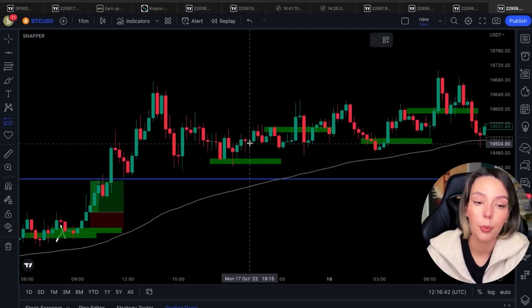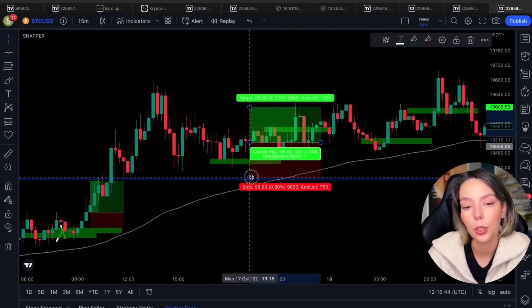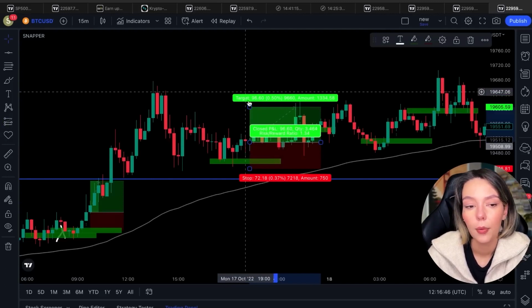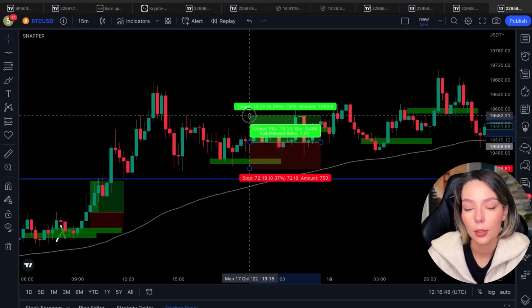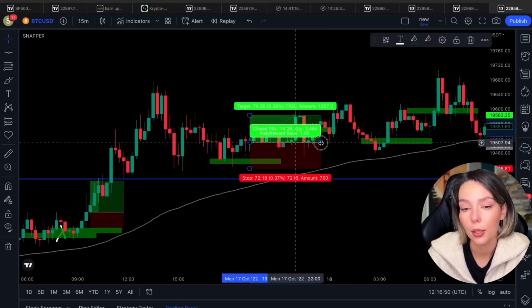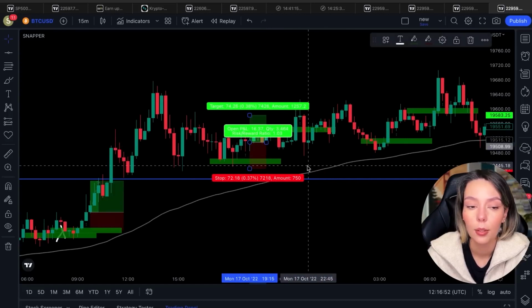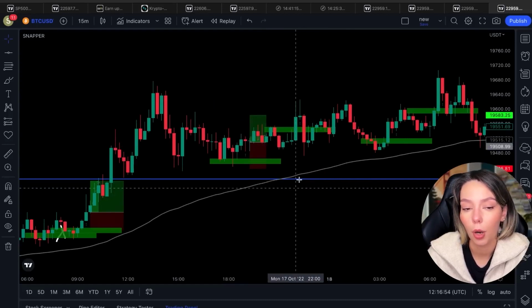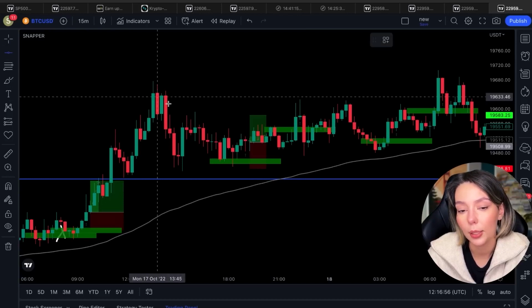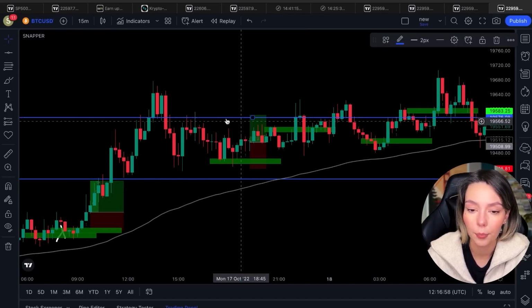This one printed a buy signal on a red candle, so we need to wait for the next candle. We can see from here that the next candle is green, so we will enter on the green candle close. Then we place the stop loss here, a little lower than this high, for our target.